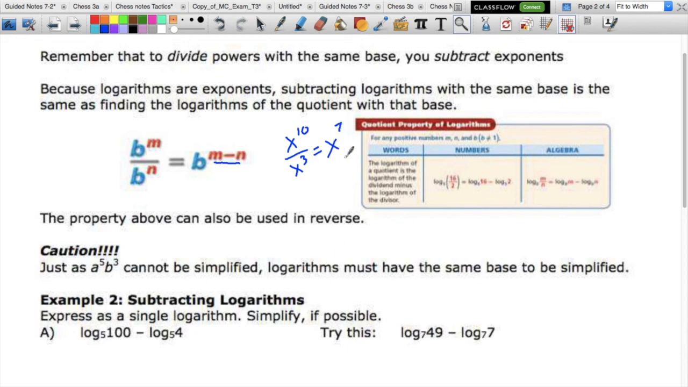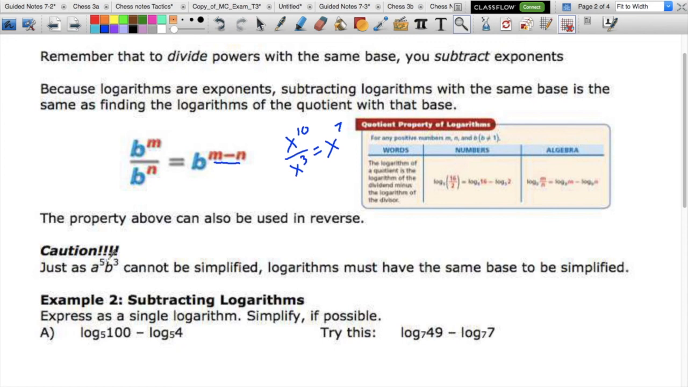Yeah, we're good. So now, it turns out that we can also do this with logs. If we're subtracting logs, we can actually divide these numbers. Okay, so we're working backwards. When we had division, we subtracted the exponents. When we're subtracting the exponents, we can consider this division. But you can only do it if the base is exactly the same.